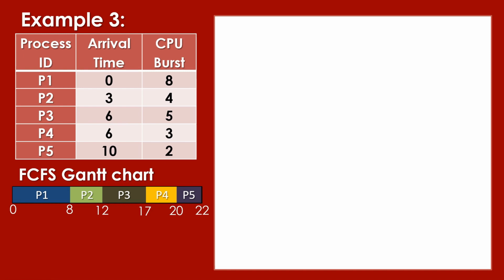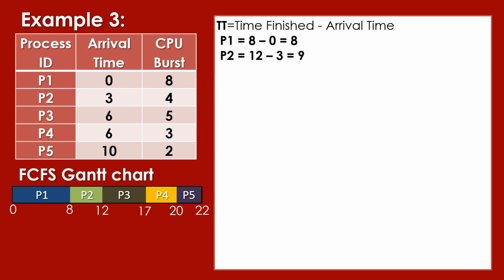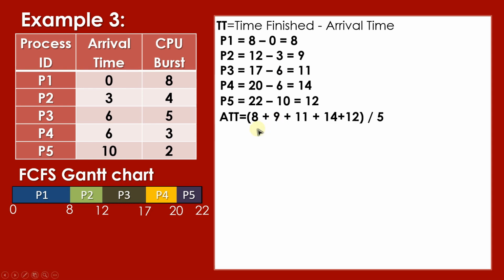So, compute ulit natin yung turnaround time. Kay P1, natapos siya nung 8, dumating siya nung time 0. So, 8 minus 0, that is 8. Kay P2, natapos siya nung time 12, pero dumating siya nung 3. So, 12 minus 3, meron siyang 9. Then, for P3, 17 minus 6, merong 11. P4, 20 minus 6, that is 14. P5, 22 minus 10, that is 12. Okay, so for the average turnaround time, we have 8 plus 9 plus 11 plus 14 plus 12 divided by 5, that is equal to 10.8.